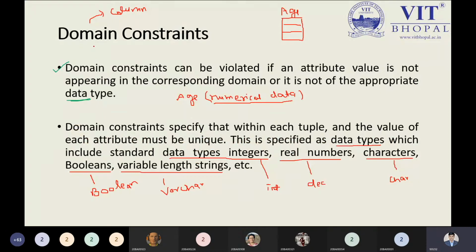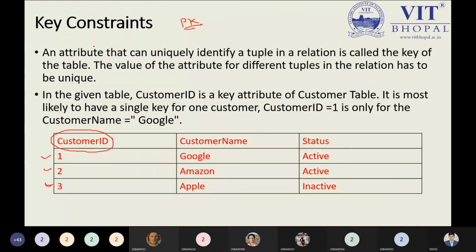Okay, this is a simple example I'm taking here. Next we have the key constraint. Key constraint is saying to us you can apply a key that could be the primary key or a different kind of key, by which your information can be identified by uniqueness. So an attribute that can uniquely identify a tuple.